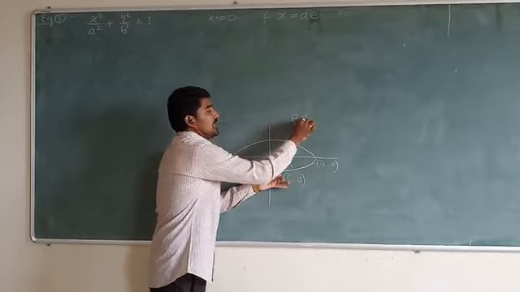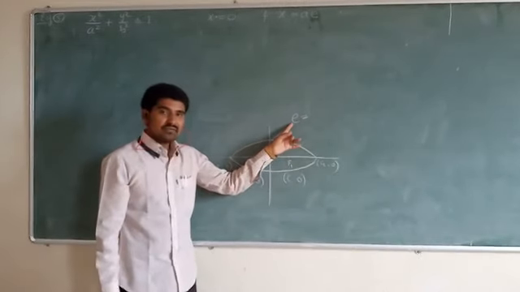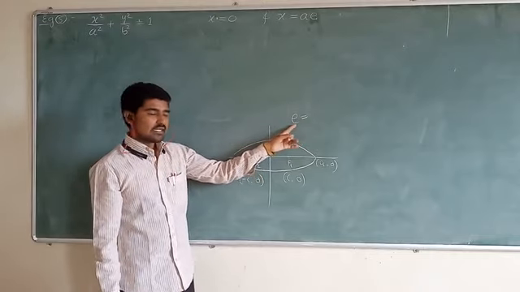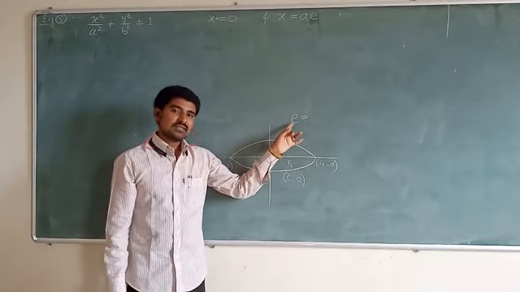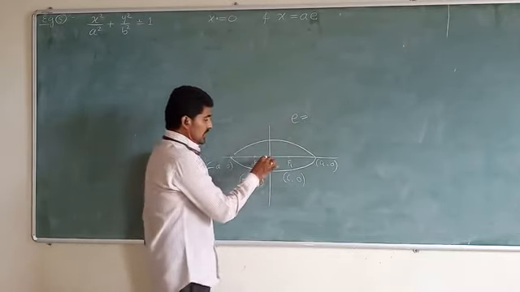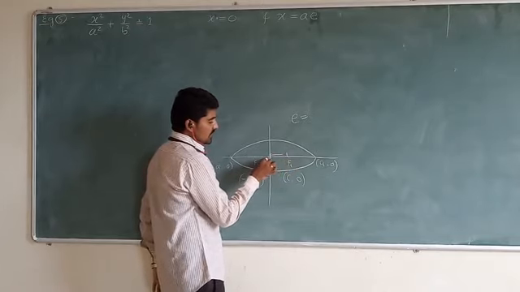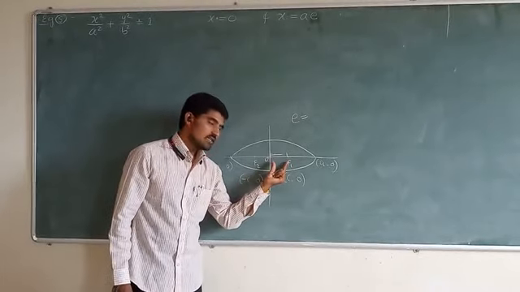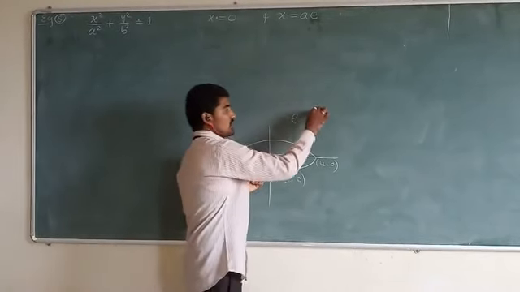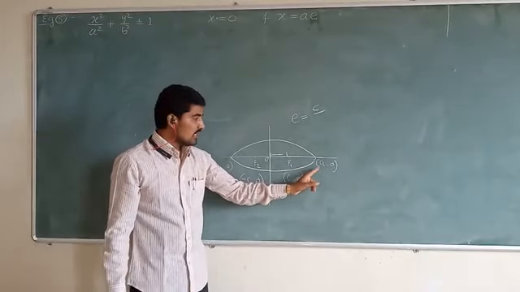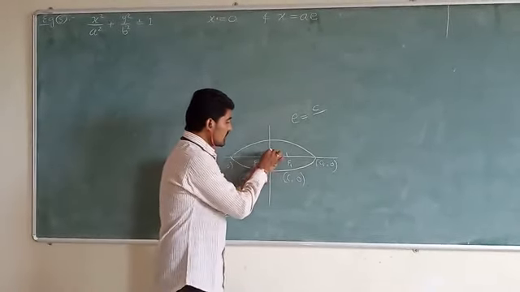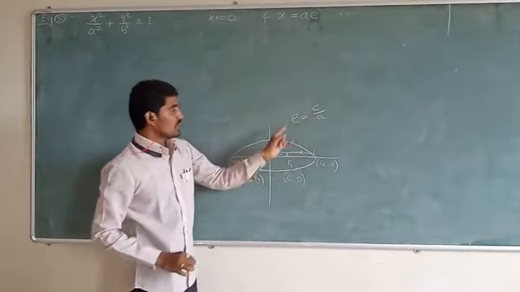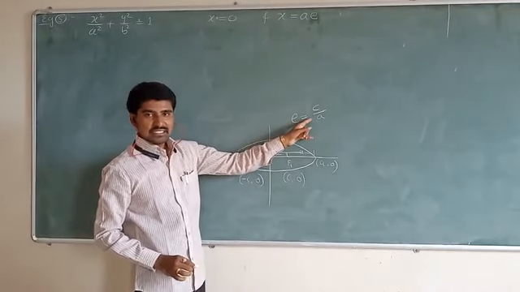What is meant by eccentricity? Eccentricity of the ellipse is the ratio of the distance of the foci from the center to the distance of the vertex from the center, and the distance of the vertex from the center is a. So that is c by a. Therefore, e or eccentricity is equal to c divided by a.